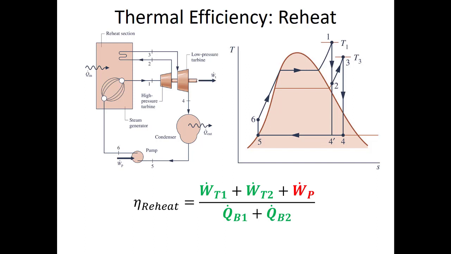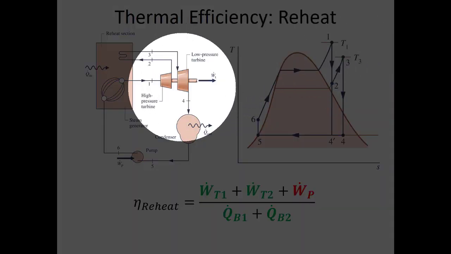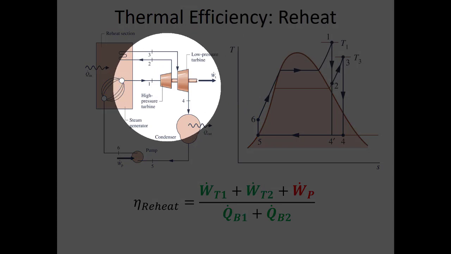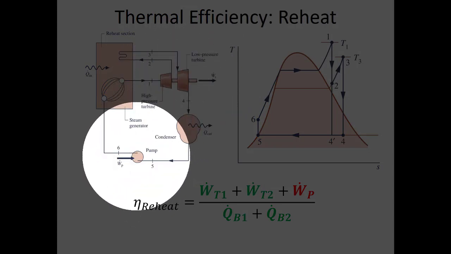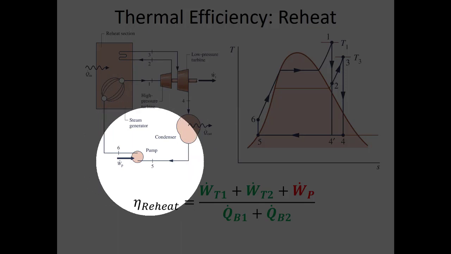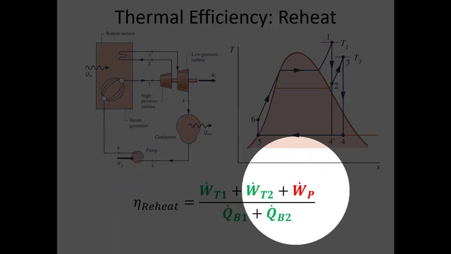Now, when we're talking about our thermal efficiency, it's still going to be the energy benefit divided by the energy cost. And this is a heat engine, so the energy benefit is still net power, and the energy cost is still heat in. But in this case, we have three components that have to do with power. So we have two turbines that are producing power and one pump that's consuming power. So I add up all three of those terms.